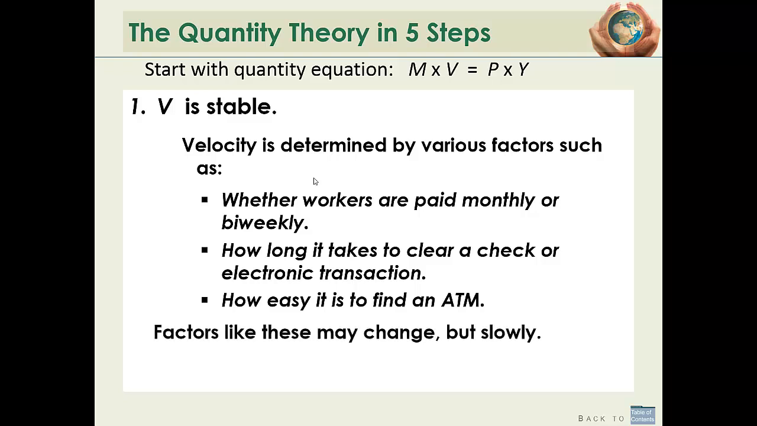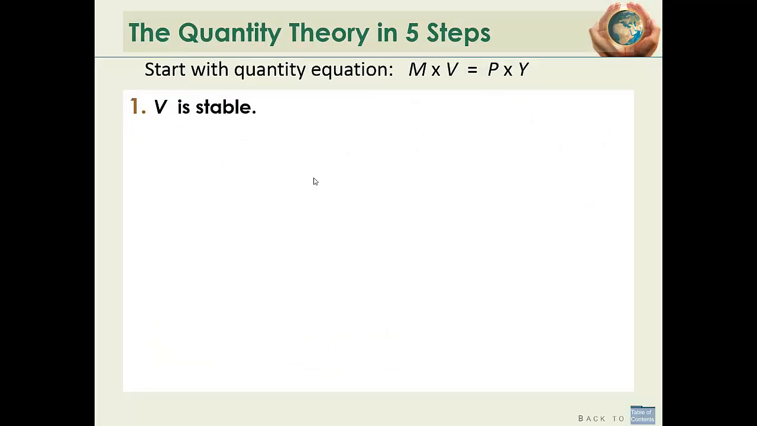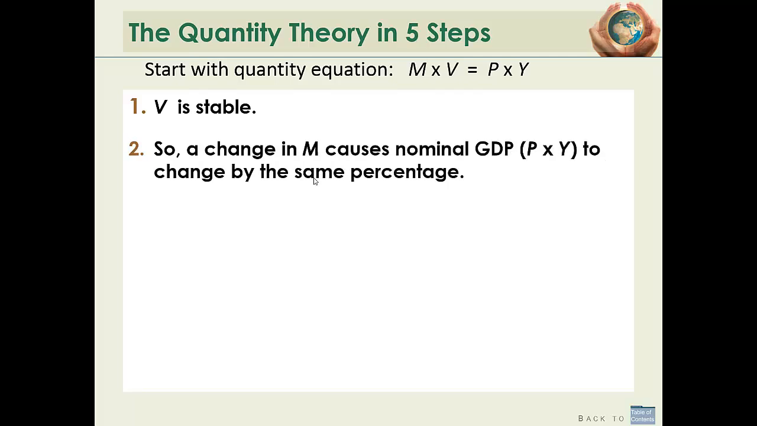So factors like these, all of which affect the velocity of money, may change, but they change slowly. So it's not uncommon to assume that the velocity of money remains stable at some general level. So the velocity is stable, which means that if the money supply changes, given a constant velocity, then it's going to cause nominal GDP, the right-hand side of this equation, to change by the same percentage. So if the money supply changes by 5%, given a constant velocity, nominal GDP will also change by 5%.